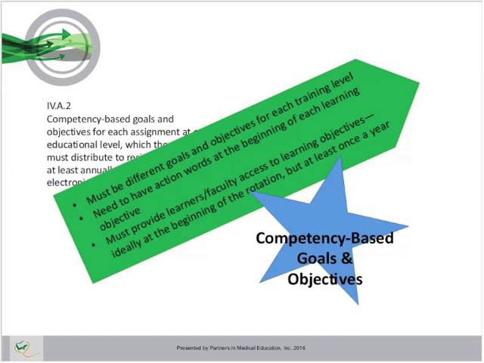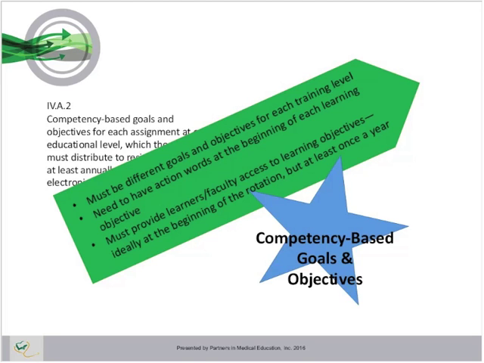Your goals should have action words at the beginning of each learning objective. If you do a search on the internet and you look for action words for writing goals, you will get a plethora of different lists. Stay away from the words learn or understand, because those really aren't considered action words. Those are passive. And then also, you must provide learners and faculty access to learning objectives, ideally at the beginning of the rotation, but sometimes that isn't always possible, or sometimes it isn't even always the best idea.